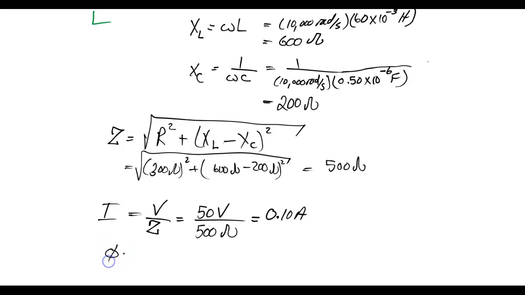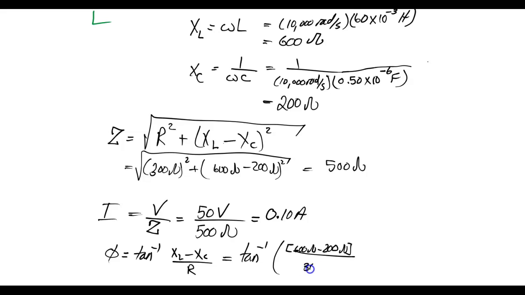And the angle, or the phase angle, is given by tangent inverse of XL minus XC over R. This should look familiar from chapter 1, the components of vectors. So this is tangent inverse of 600 ohms minus 200 ohms over 300 ohms, which gives us an angle of about 53 degrees.